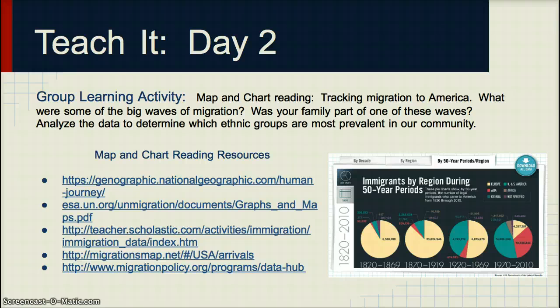And very interesting. So here's a whole bunch of resources for where you can get information for these group learning activities. The Genographic Project, the United Nations migration documents, Scholastic has a great set, and then this migrations map is really cool. You can create your own migration stuff, and then this migration policy one where you can click on different countries and it'll show who's immigrating there and why.